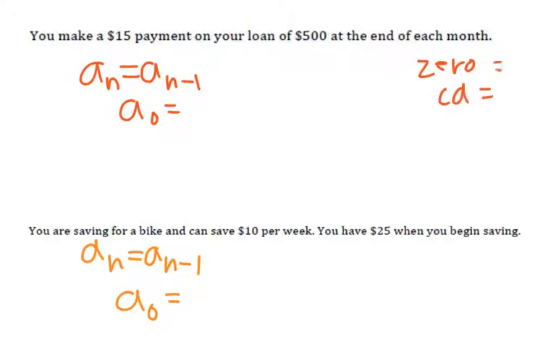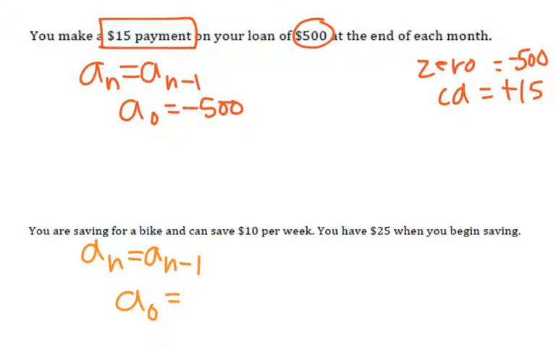How's it growing? Okay, so you make a $15 payment on your loan of $500 at the end of each month. So I'm starting $500 in the hole. That's my zero term. So I can put it down here. And every month, I'm making a payment of $15 on it. So I'm adding $15. Okay, so I add $15 each time.